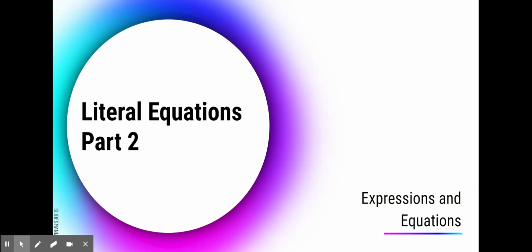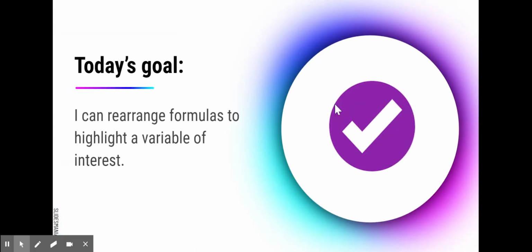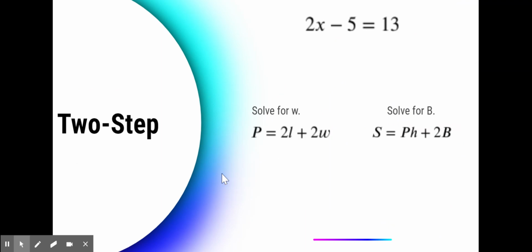Now let's look at the second part of what we want to learn about solving literal equations. We are still rearranging formulas to highlight a different variable. One variable is already isolated. We're going to isolate a different variable. But today we want to look at two-step literal equations.